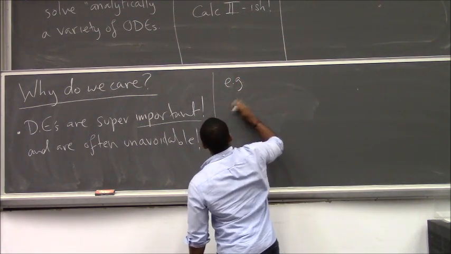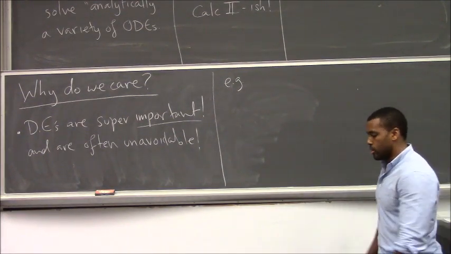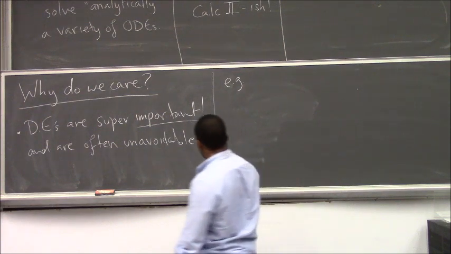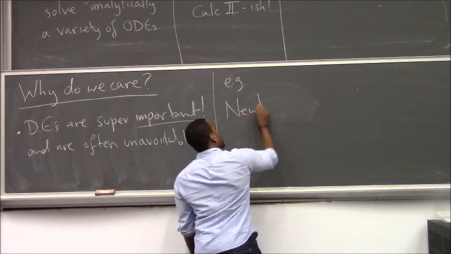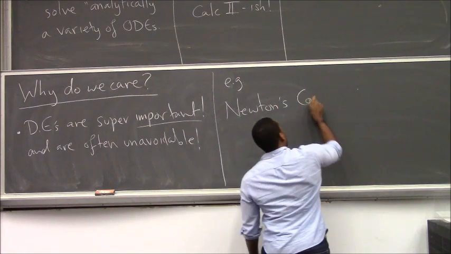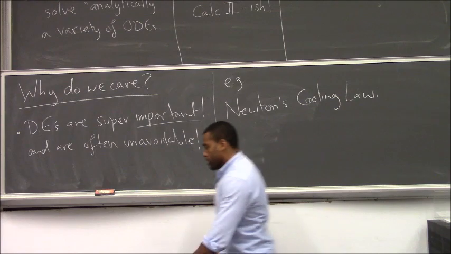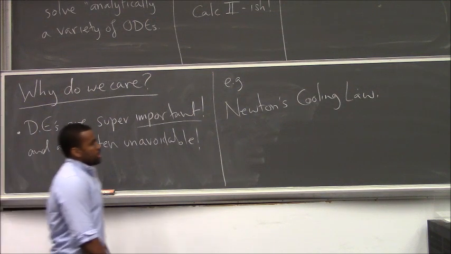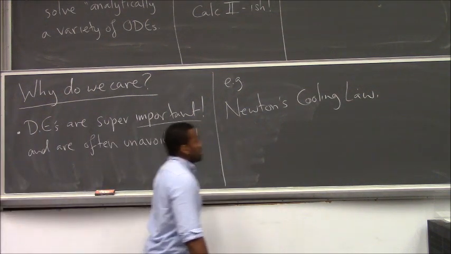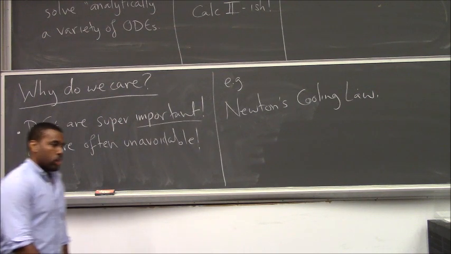To give you a concrete example, which we're going to talk about in more detail later on, just to give you some idea of what we'll be talking about, there's something called Newton's cooling law. Newton was curious about many things. One of the things he was curious about is how things cool down. And he noticed that the hotter something is, the faster it cools down, right?